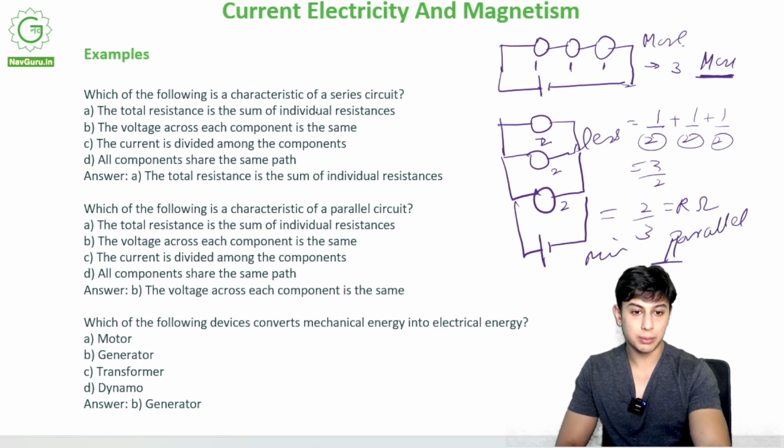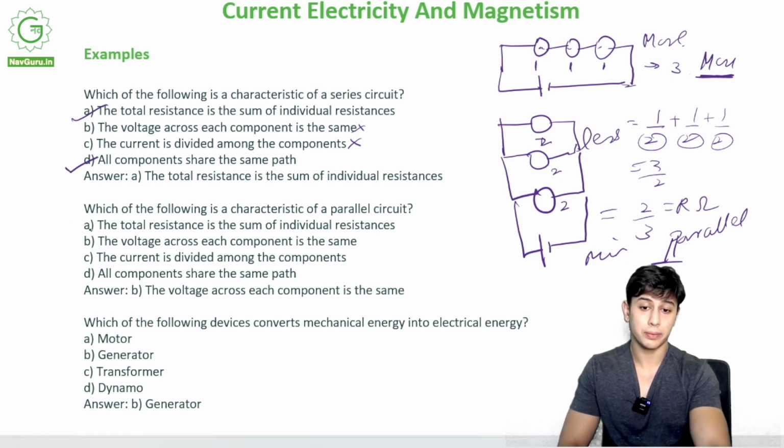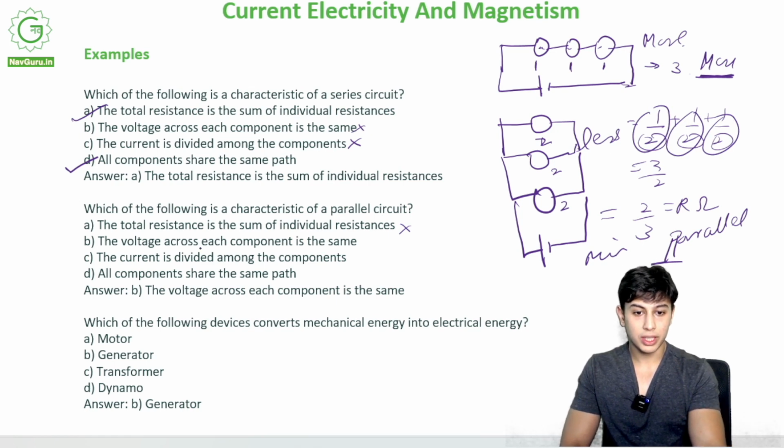So the total resistance is the sum of individual resistances in a series. Yes. We add each of these. Voltage across each component is the same? No. Current is divided? No, it's same current flowing. Components share the same path? Yeah. This is also correct. Which of the following is a characteristic of a parallel circuit? Total resistance is sum of individuals? No. It's the sum of reciprocals. Reciprocals means inverse. Voltage across each component is the same? Yes, it is same in this. Current is divided among the components? All components share the same path?